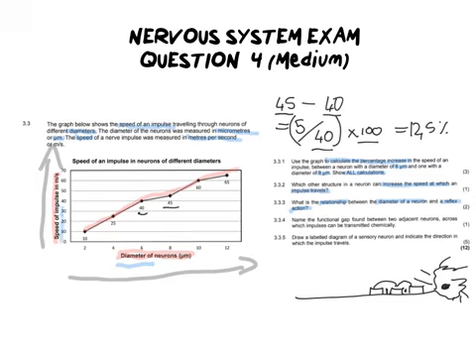And in this case, we already spoke about it. We said that as the diameter of the neuron increases, the speed of the impulse or the speed of the reflex is going to increase. You can, of course, answer this in the opposite. So you could say, as the size of the neuron decreases, the speed of the neuron decreases.